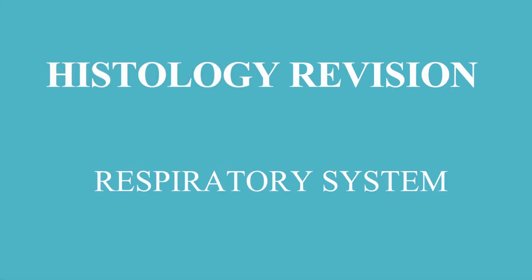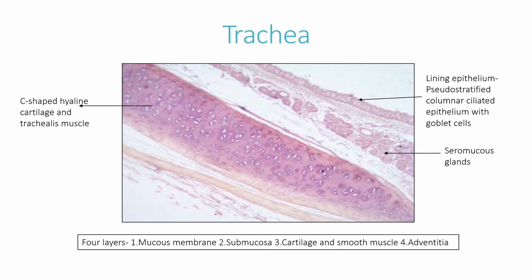A very important slide in respiratory system is the trachea. Trachea is made up of 4 layers, that is the mucosa, submucosa, cartilage and the adventitia. Now the first mucosal layer shows a lining epithelium. Here you can see the pseudostratified columnar epithelium. When you move the slide, you can trace the mucosa.